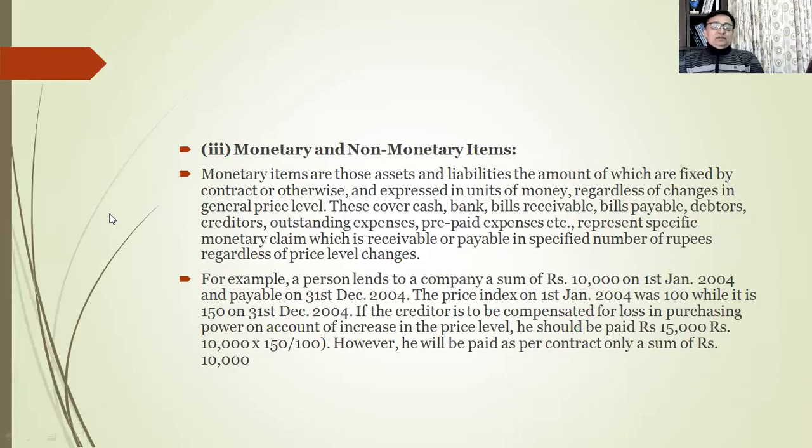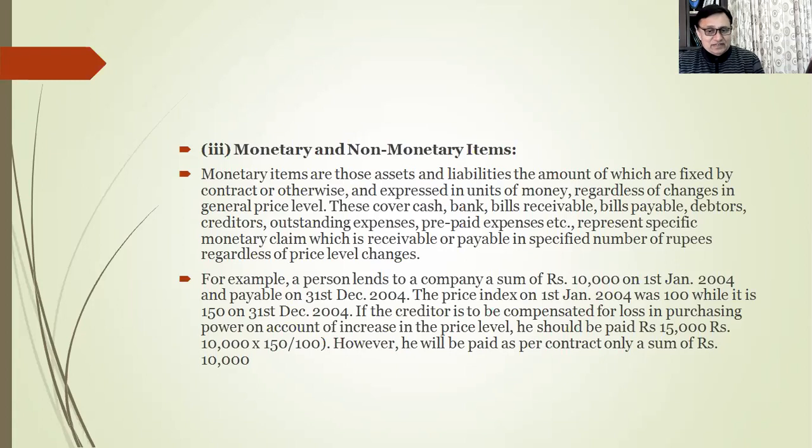There are two types of items in the financial statements which are converted. One is monetary items and another is non-monetary items. What are the monetary items? Monetary items are those which are realizable in 1 year. For example, assets and liabilities, the amounts of which are fixed by the contract or otherwise and expressed in terms of money, regardless of changes in the general price level. For example, cash, bank balance, bills receivable, bills payable, debtors, creditors, outstanding expenses, prepaid expenses.